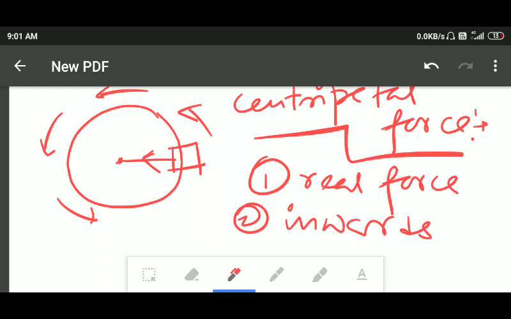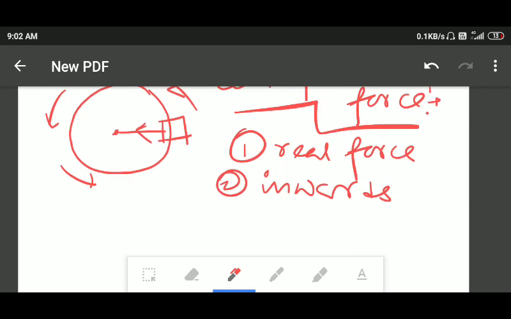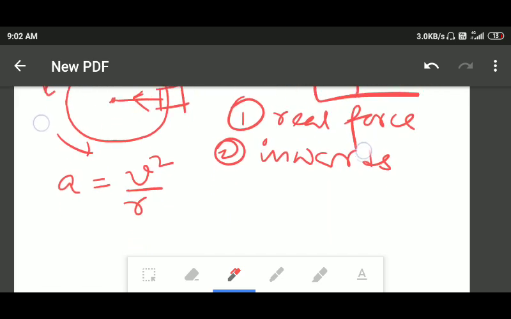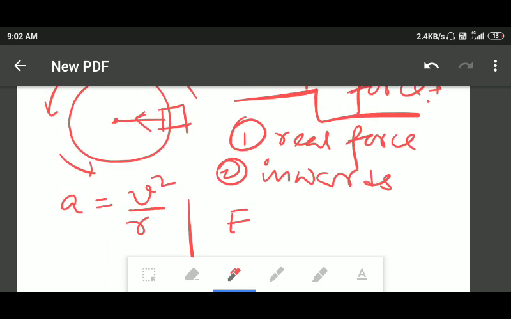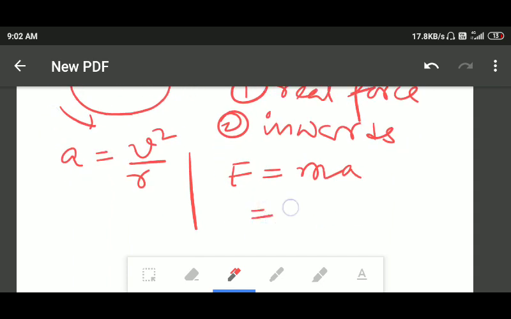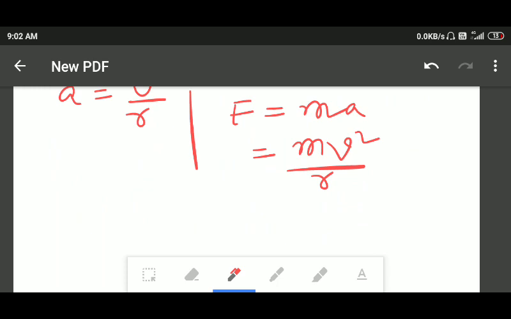Now what is the value of that force? Initially in the last class we had assumed that the centripetal acceleration is equal to v square by r. If the acceleration has that value, then we can find out the force if the mass of that object is m. If we assume force equals mass multiplied by acceleration, we can find it as m v square by r. So the expression we have just got can be changed in a different way.